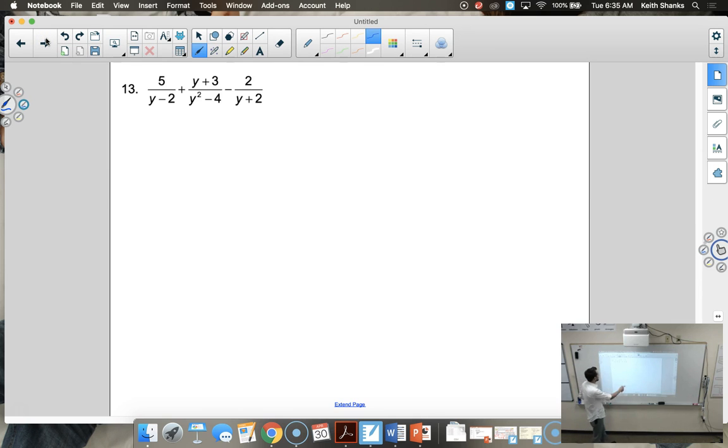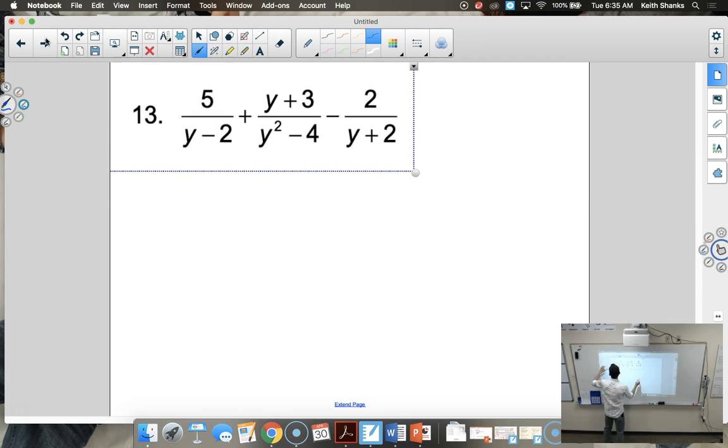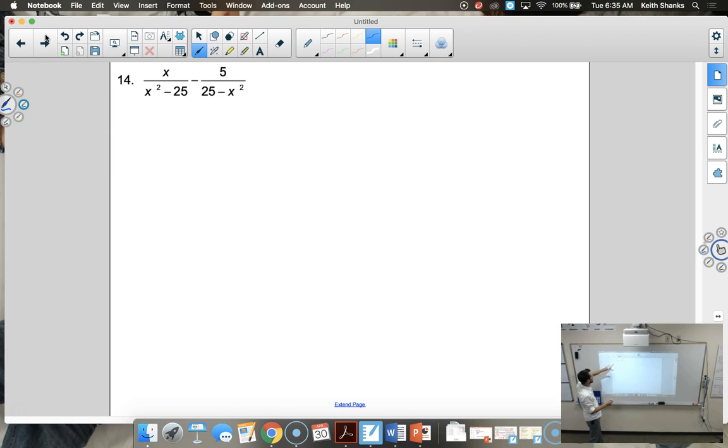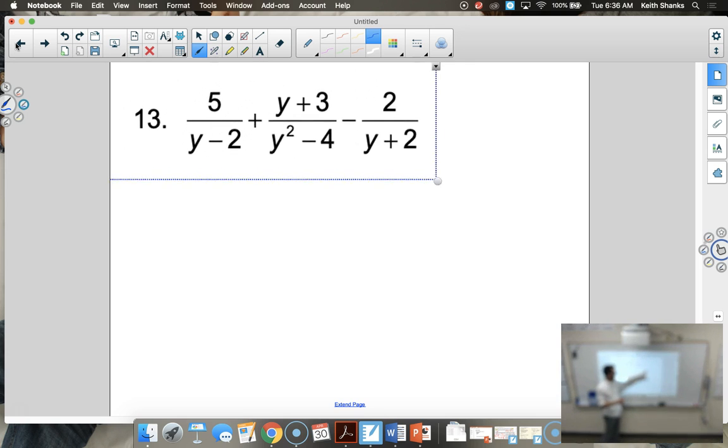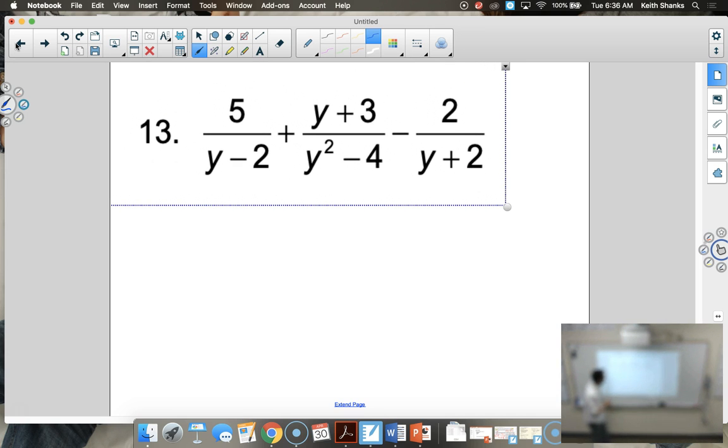All right, 13. Okay, and I think we did this one, 14, briefly in class, so I'm going to focus on this one here. Again, really simple concept. If I'm adding fractions, to add fractions, I must have a common denominator. So I want all of these to have a common denominator, and right now they don't. I'm going to start with this one. We have already talked about this is a difference of squares, and so I'm going to simplify this.